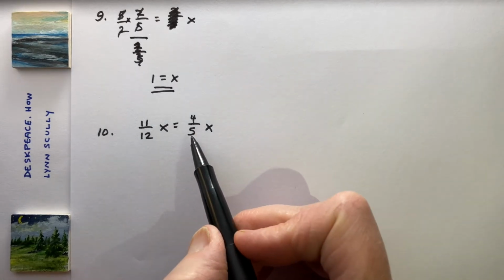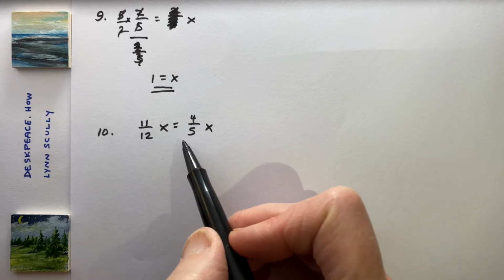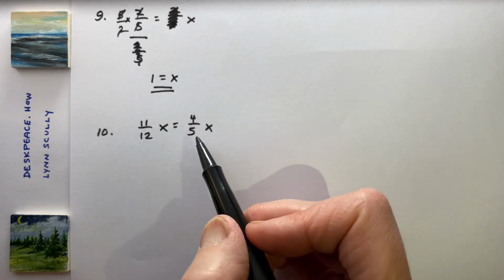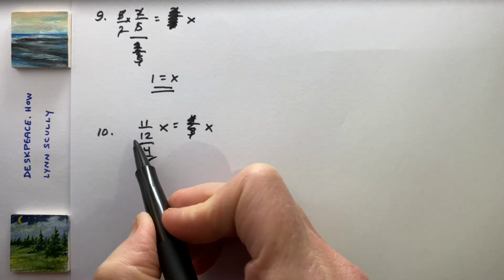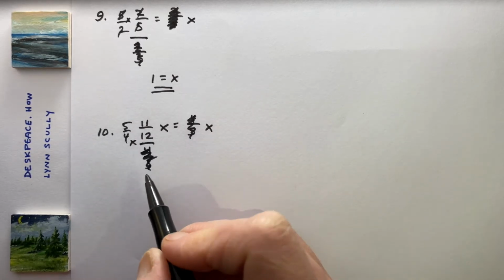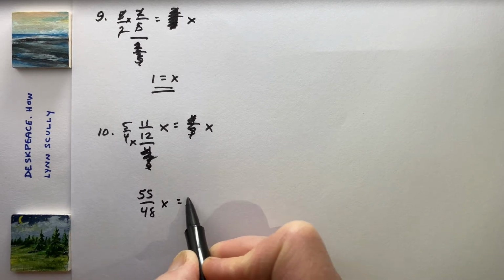So the first thing I'm thinking is like, well, gee, the x's are on both sides. What if I divided off the 4/5? Let's try that and see what happens, which then is going to flip over, and it gives me 55 over 48x equals x.